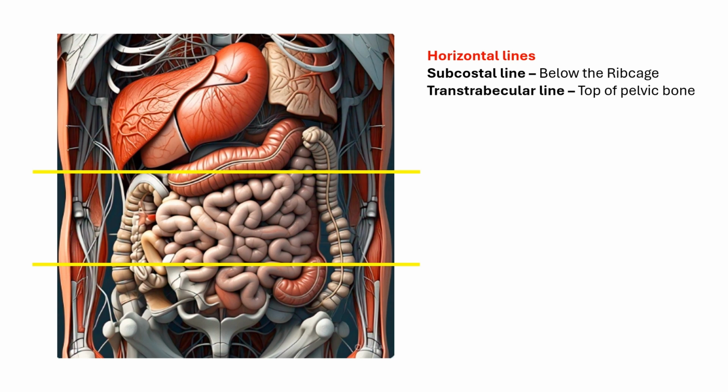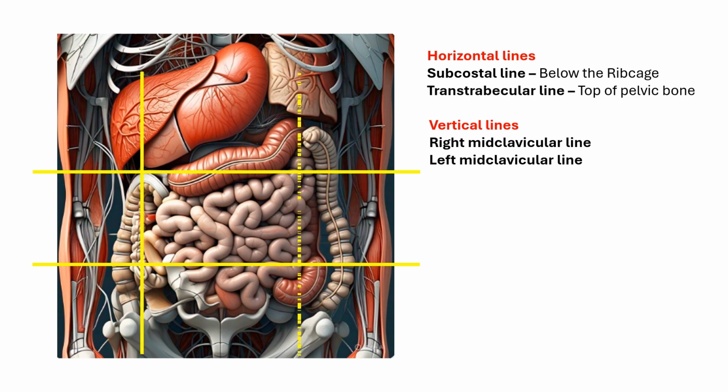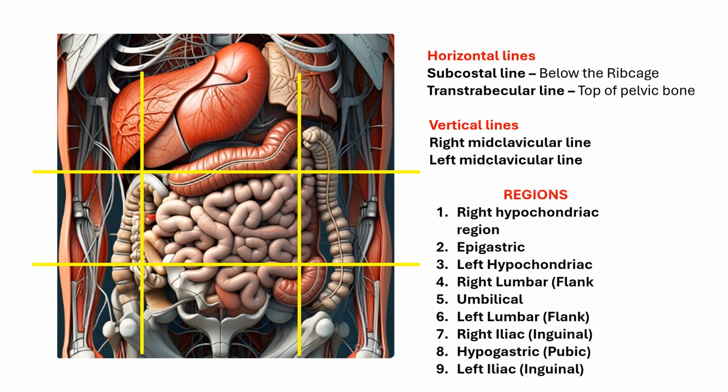And now we will draw two vertical lines. These two vertical lines are right and left mid-clavicular lines. Now you can see this grid will look like a tic-tac-toe game board, right? Okay. Now we will number these regions. The first region is right hypochondriac region. The second region we call epigastric region. The third region we call left hypochondriac region.